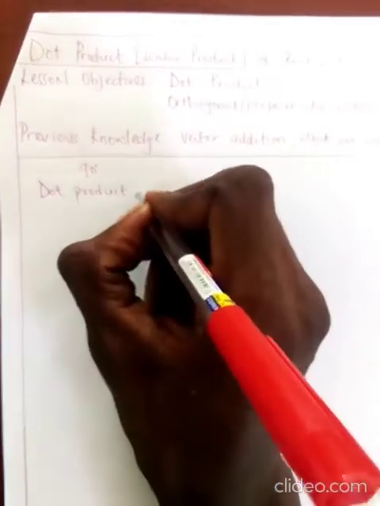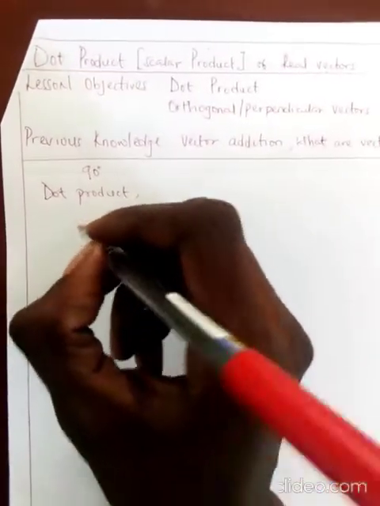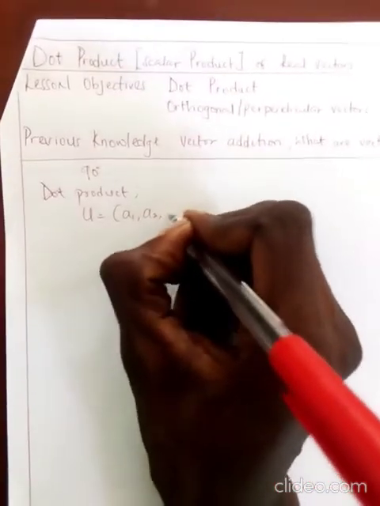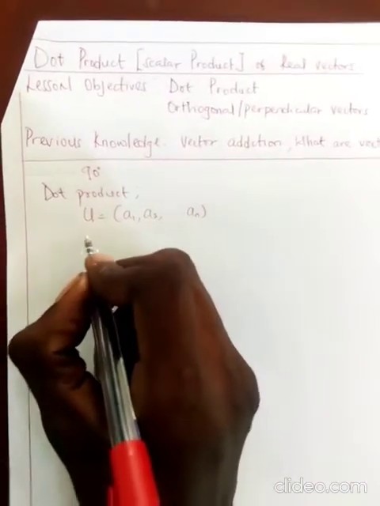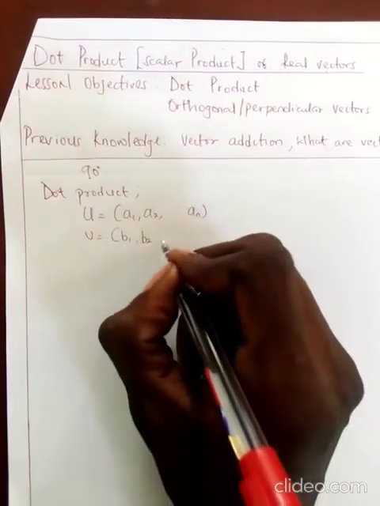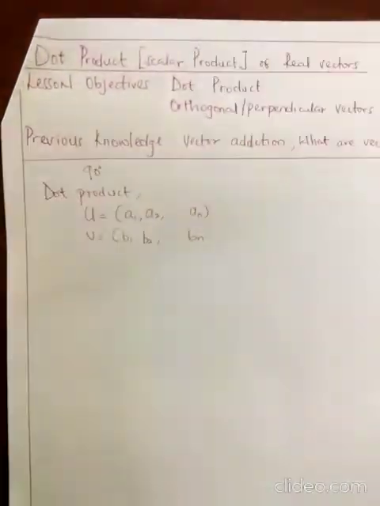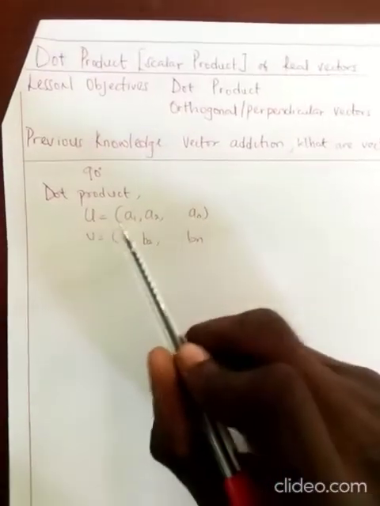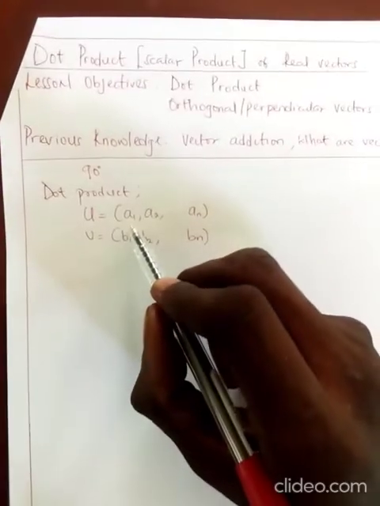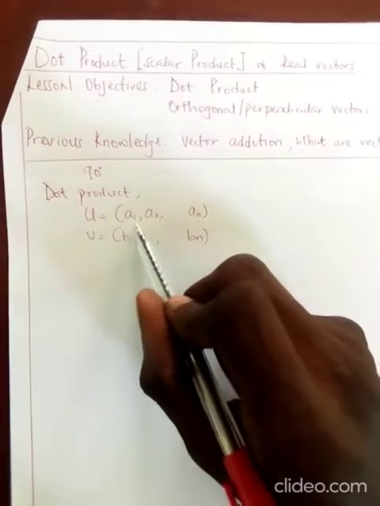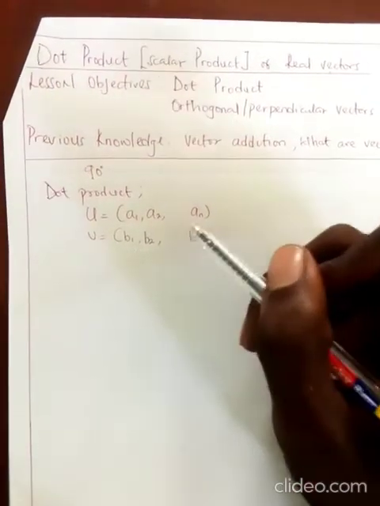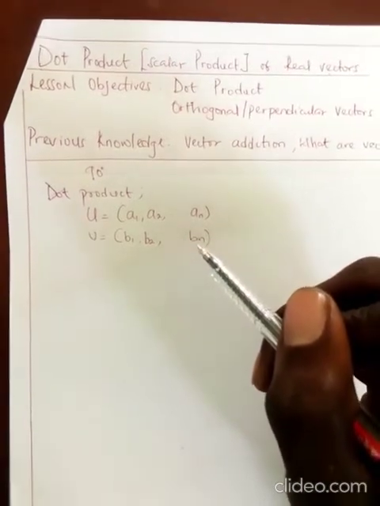Suppose I have two vectors, u equals a1, a2, up to an, and another vector v equals b1, b2, up to bn. So we have vector u and vector v. First, as we all know, we should always check the order of the vectors. Do they have the same number of elements? u goes from 1 to n, and v also goes from 1 to n. So yes, we can carry out operations on them.